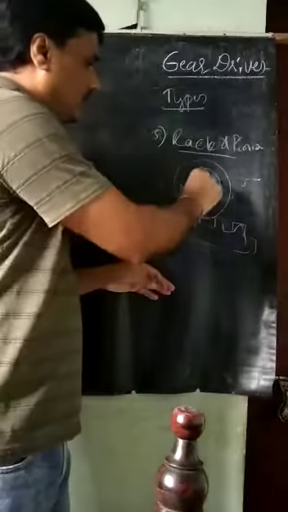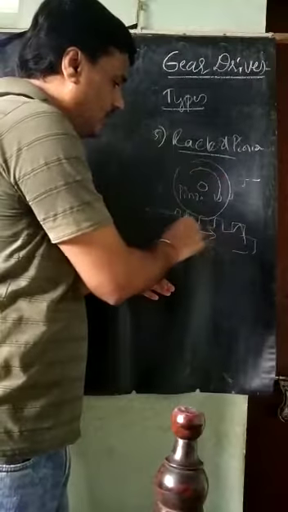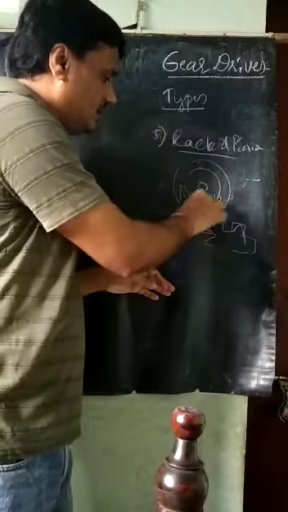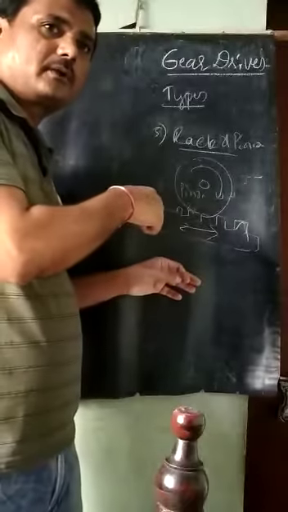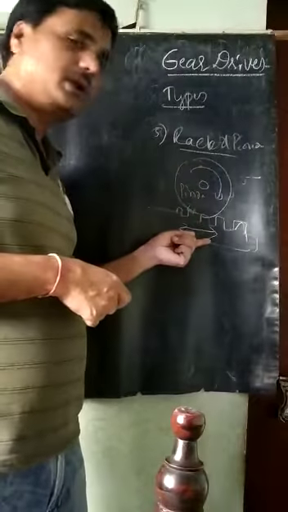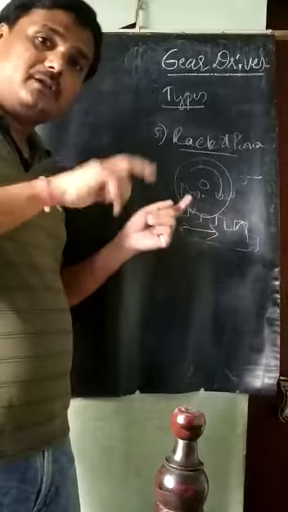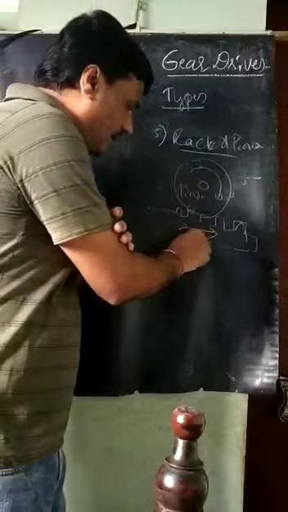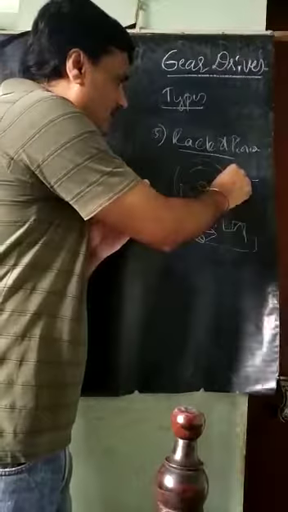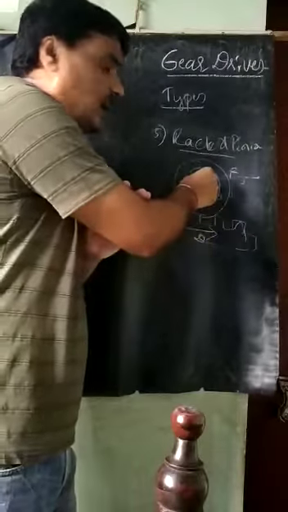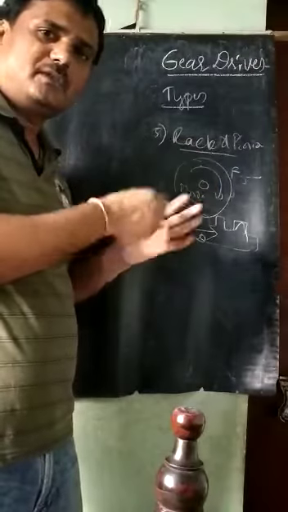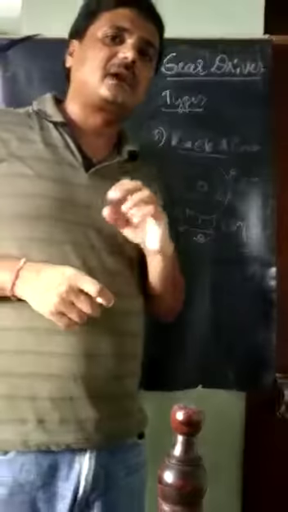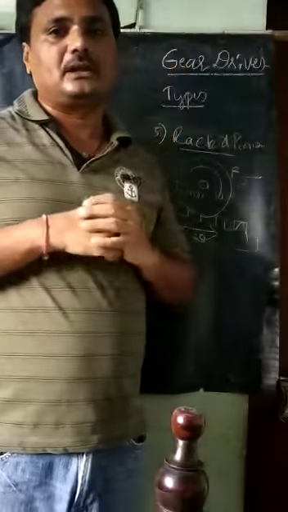So what happens when this rotates? It will reciprocate on these teeth. This also has teeth, it will engage on this and reciprocate. This rotary motion can be converted into a reciprocating motion, or the reverse is also possible. If the reciprocating motion is the driver, it can be converted into rotary motion. Vice versa is possible. That kind of gear arrangement is called the rack and pinion.